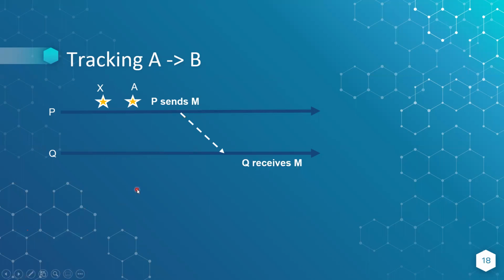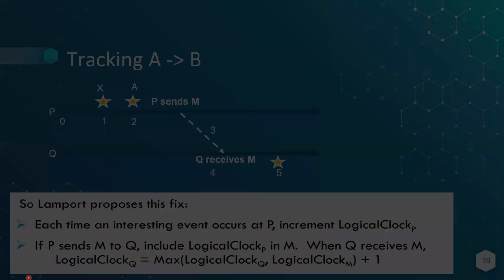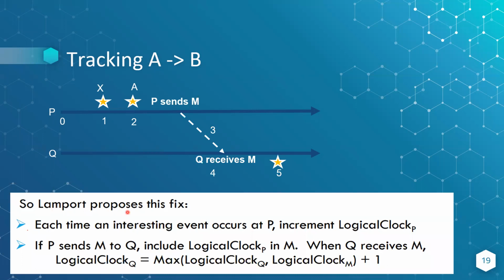But in many cases, the disadvantage is that A and B end up with identical time, so we fail in this case. Then we can discuss what Lamport proposes. Lamport proposes this fix: we don't need identical time for the A and B events.